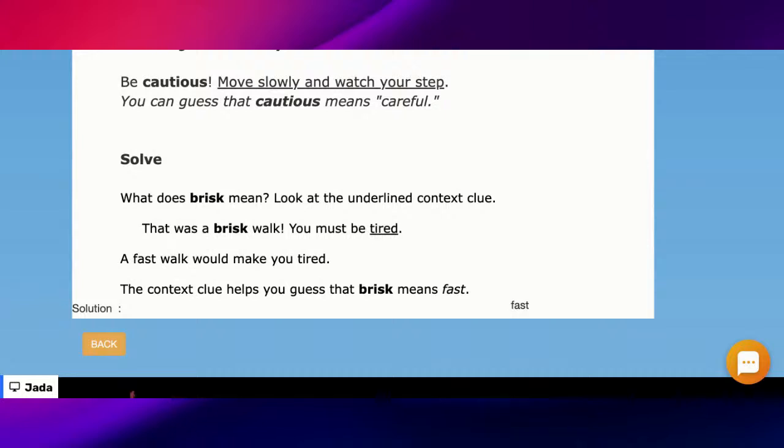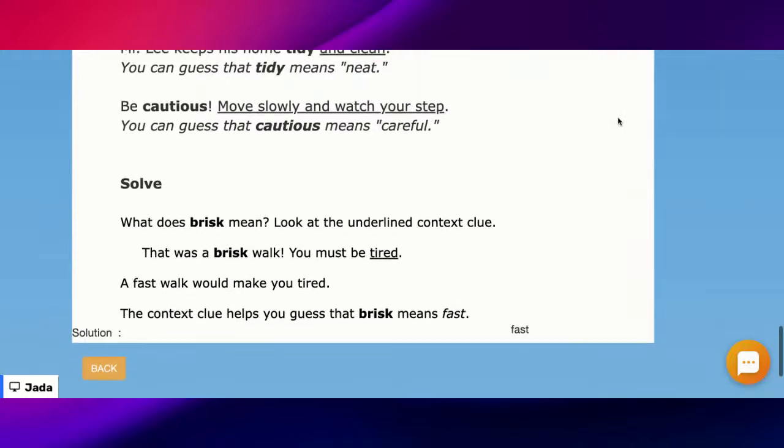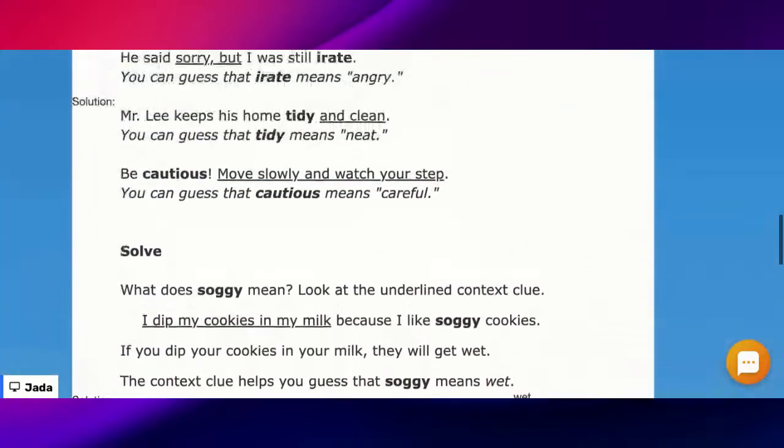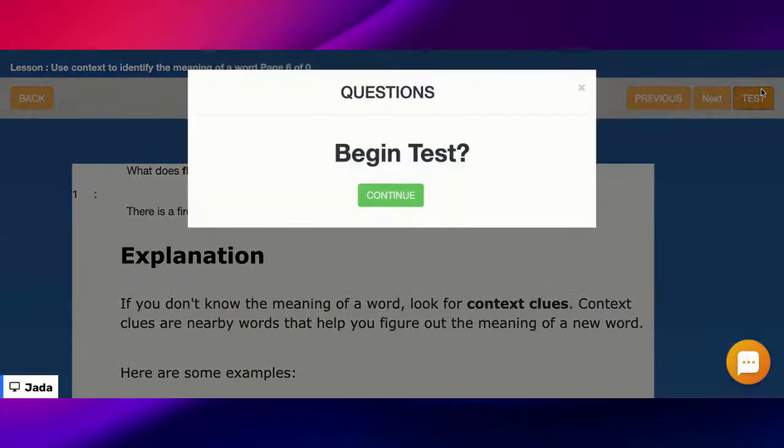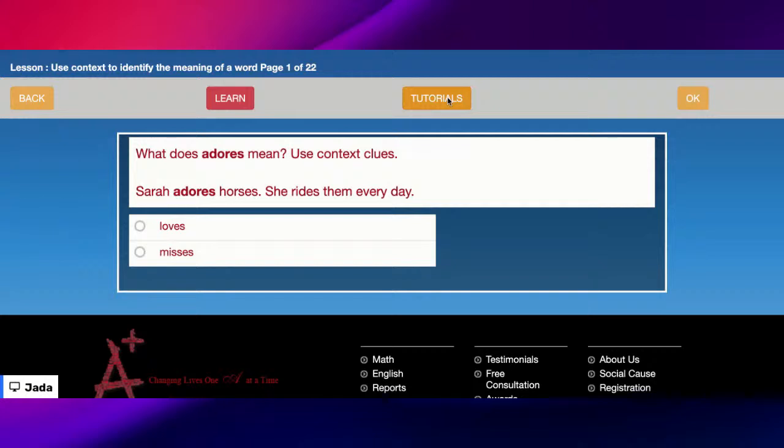So let's move on now to the test. You can all send in your answers. Let's participate and have an interactive lesson. So send in your answers if you know.